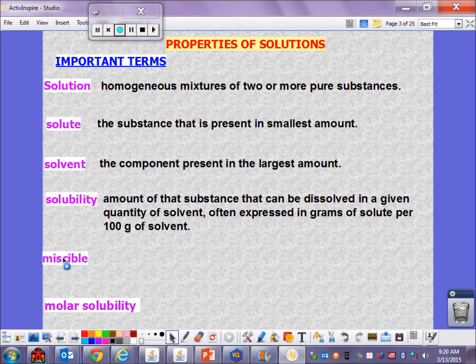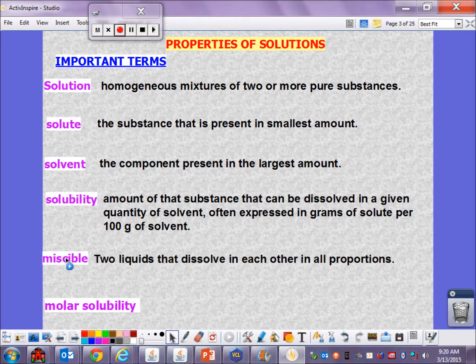Another term you learned last year is miscible. Some people will say mixable. It is miscible: two liquids that dissolve in each other in all proportions. And the opposite of miscible is immiscible. Like oil and water are immiscible. But two liquids that can mix completely, they are miscible.